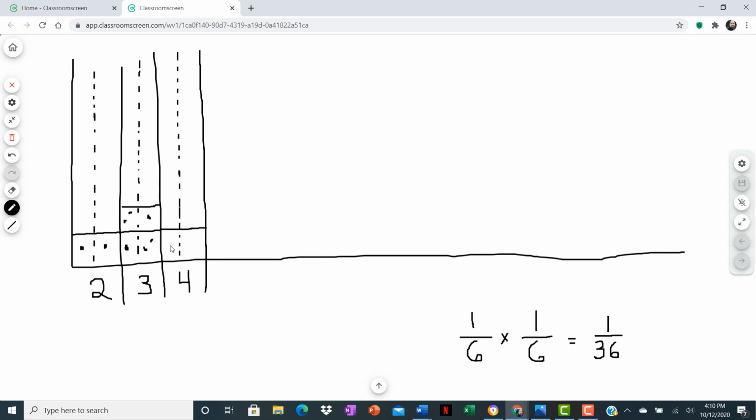Well, think about this. You could have a 1 and a 3, or you could have a 3 and a 1, or you could have a 2 and a 2. All of these ways make a 4, and there are 3 ways total to make a 4. So you can see as the numbers are getting larger, okay, we'll do one more together.